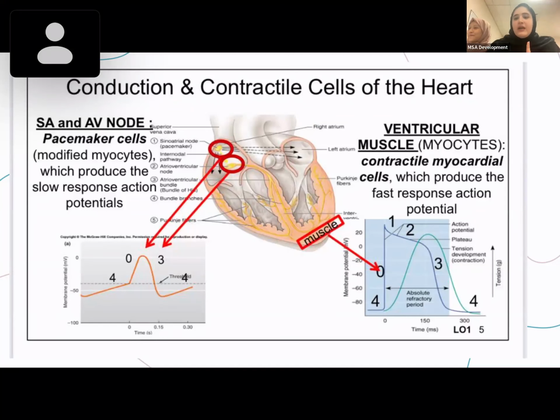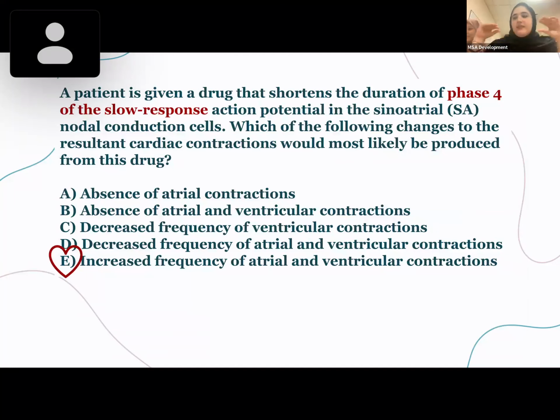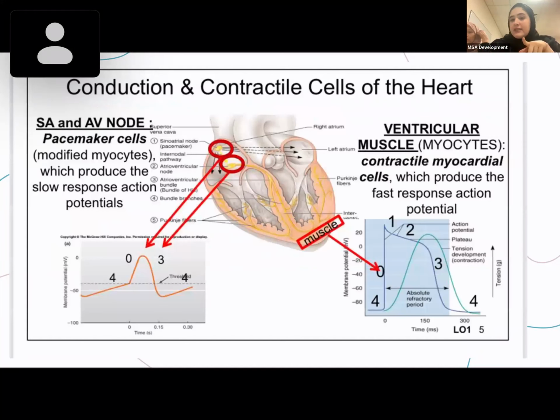So basically, it's really important, I even highlighted it, to know that we're talking about phase 4 of the sinoatrial nodal conduction. If you can see in this image here, the 4 is beside the 0. Usually, for every nodal action potential, we're gonna have a contraction of the heart. So if we decrease the duration of phase 4, we're gonna have more contractions. Right? Is this clear for everyone? Yes.